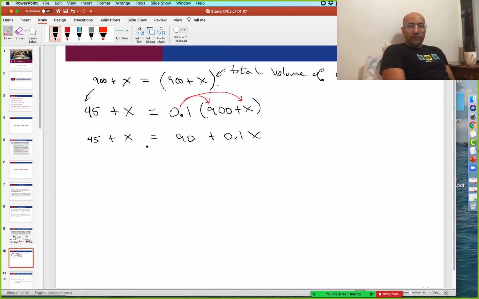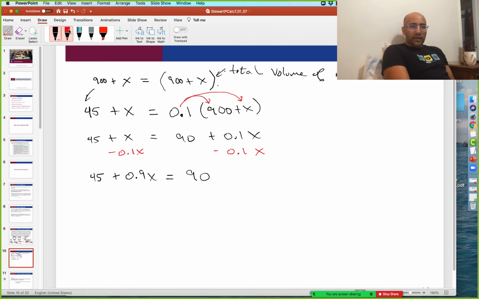There's only one variable, an x, and the power of that variable is 1. There isn't any operation that's going to change that. We're not squaring anything. We're not square rooting anything. So this is going to be a linear equation. In order to solve it, all I have to do is move the terms that have an x to one side and all the terms that do not have an x to the other side. So let me subtract 0.1x from this side and from that side to give me 45 plus 0.9x equals 90.